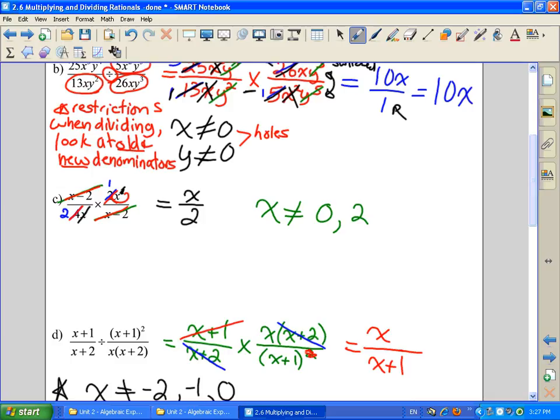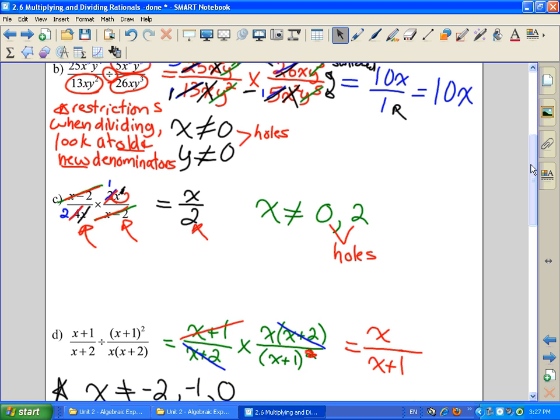So what we end up with when we simplify here is x divided by 2, and we have to look for our restrictions. Go back to the original expression. Here we will notice that x cannot equal 0. And here we'll notice that x cannot equal 2. And again, since both have canceled out, both of these are wholes.